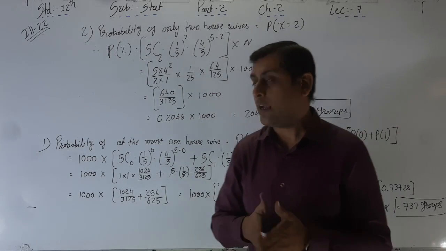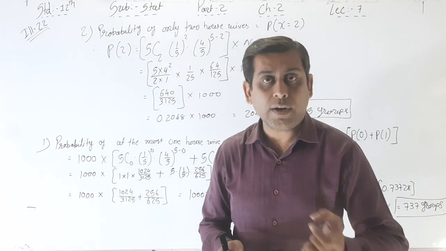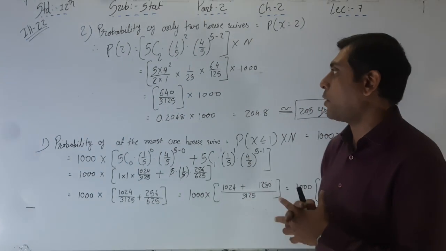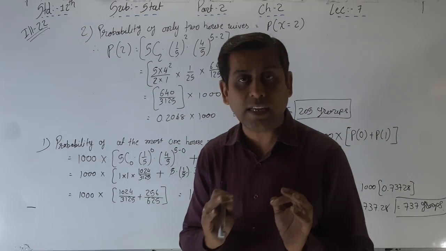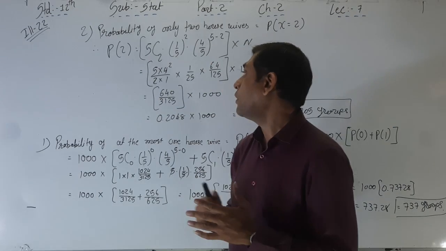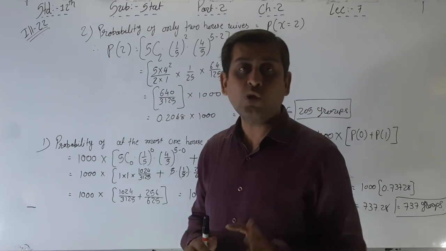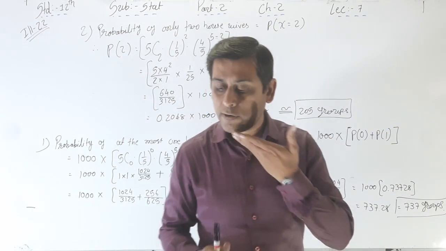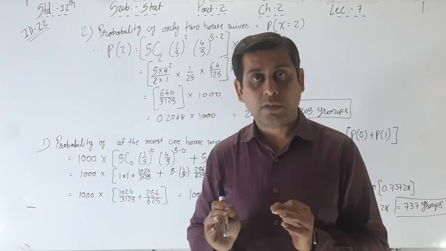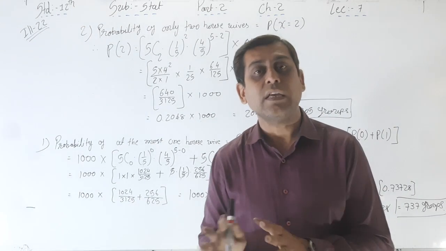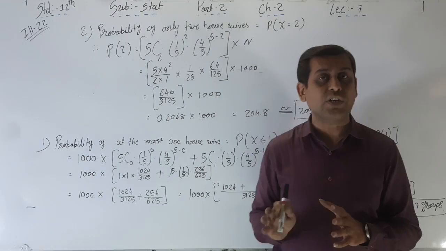First is the probability of at most one housewife, and second is the probability of only two, exactly two. Okay, this is the probability. Please write down this. And now this is your 4 mark sum, and here your second chapter is over. All the illustrations of the second chapter are over.